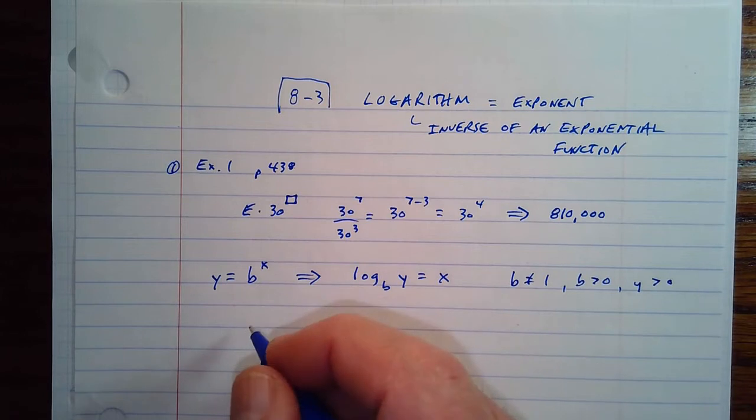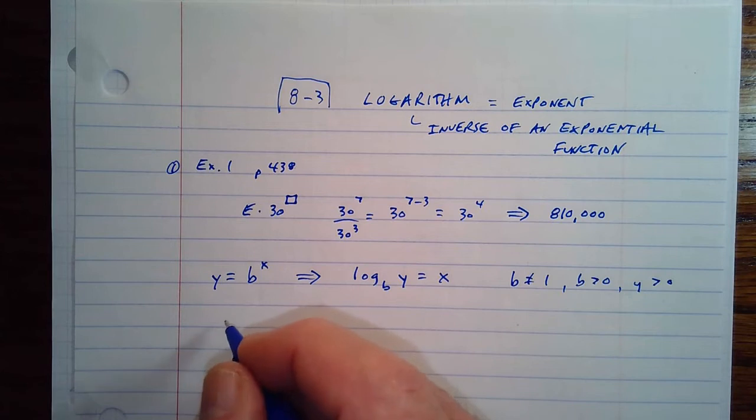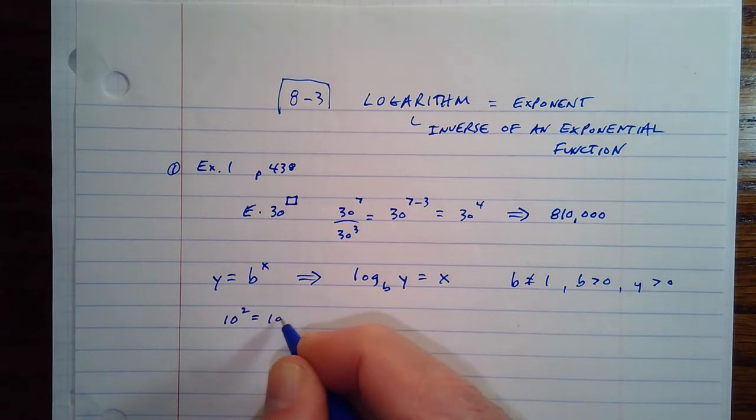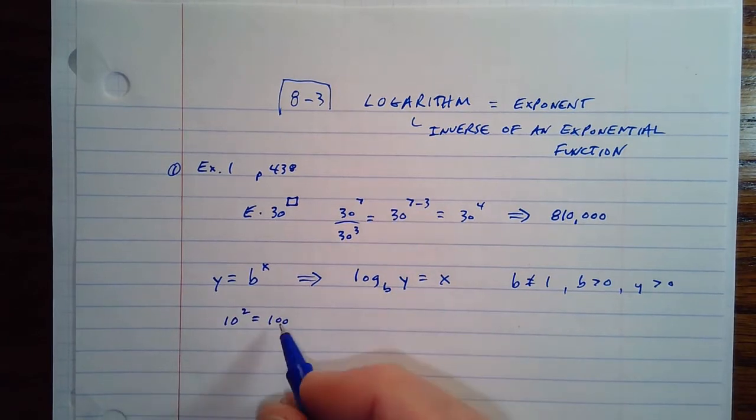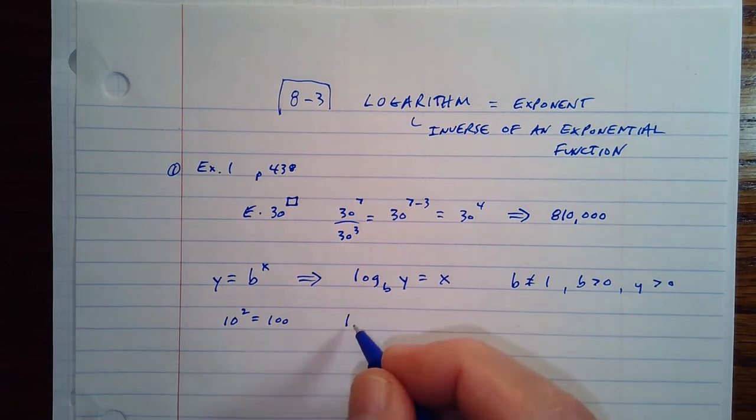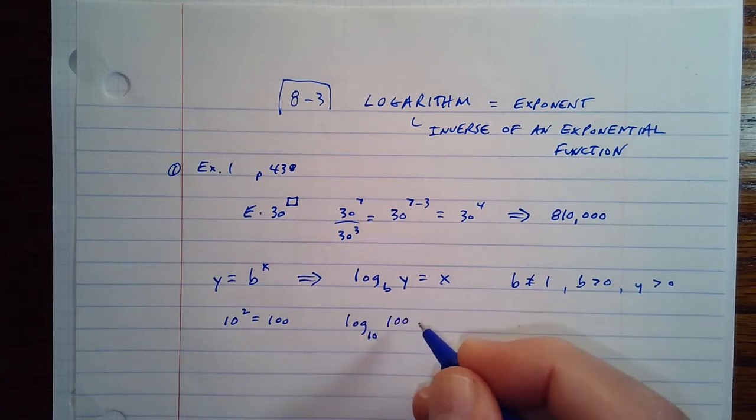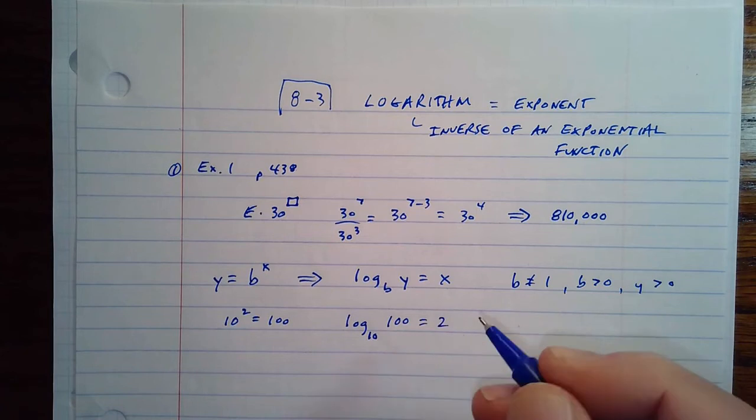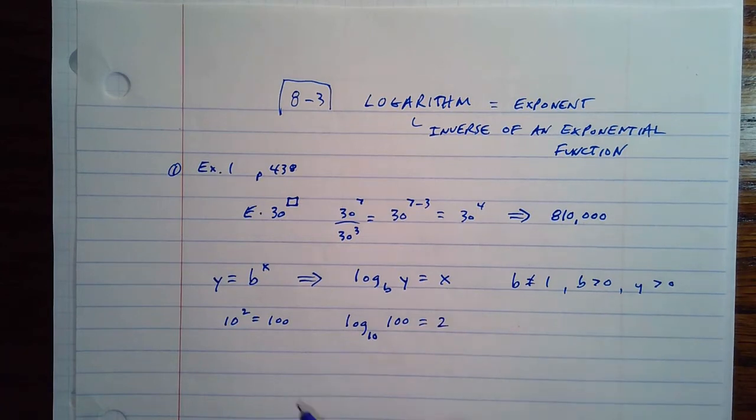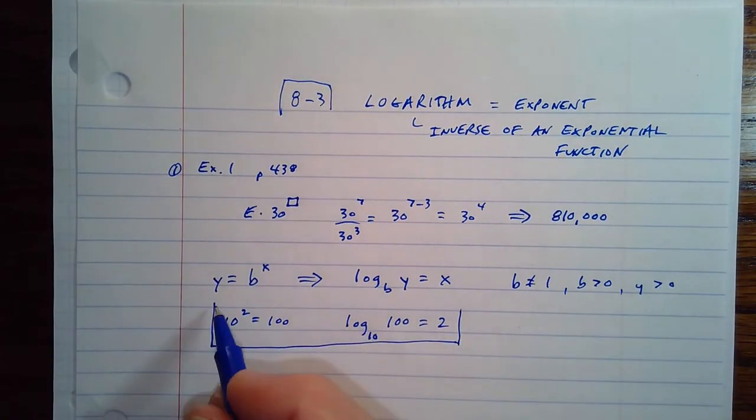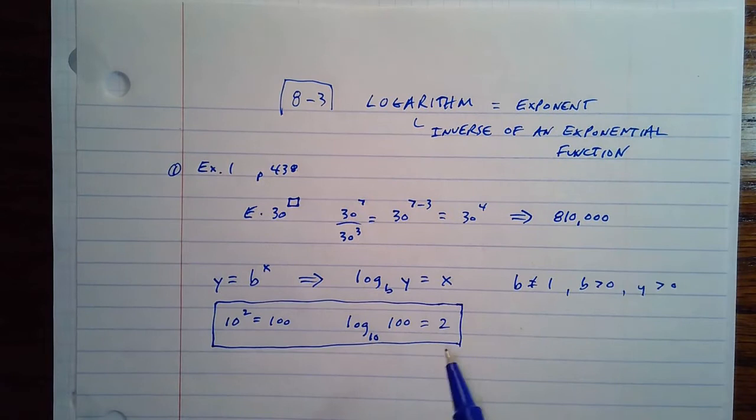And so one way that I help myself remember this is I take a real simple exponential statement, and that would be 10 squared equals 100. If I was going to write this in logarithmic form, then the 10 is the base, so I would do log base 10 of this 100 number is 2. And so whenever you're getting turned around on this idea of logarithm, go back to this basic fact.